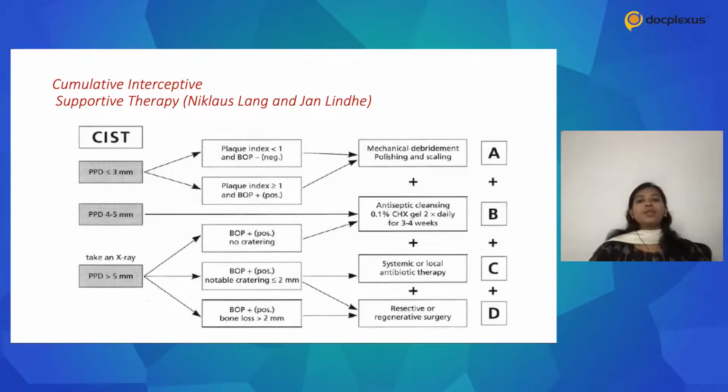When I told you in the diagnostic part, this is called CIST, which is the cumulative interceptive supportive therapy, which was described by Lang and Lindhe, in which you have A, B, C, D. So this is the last part of our presentation.